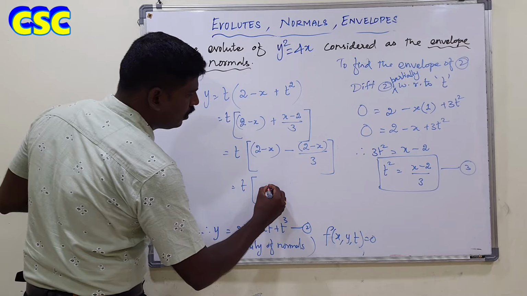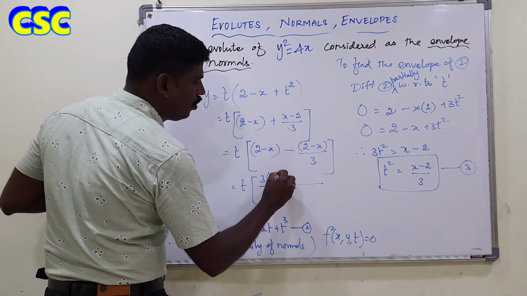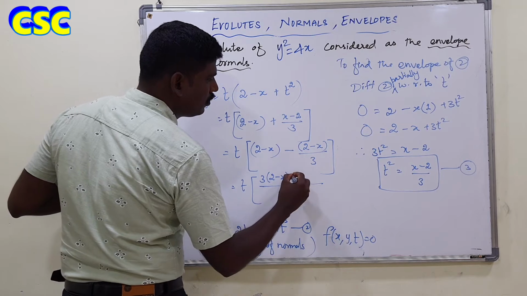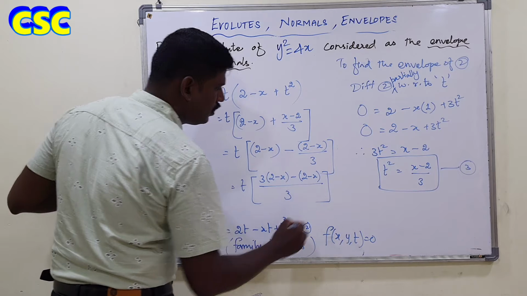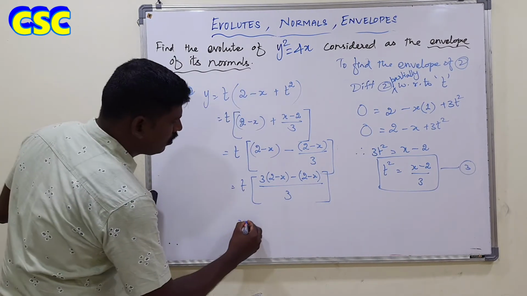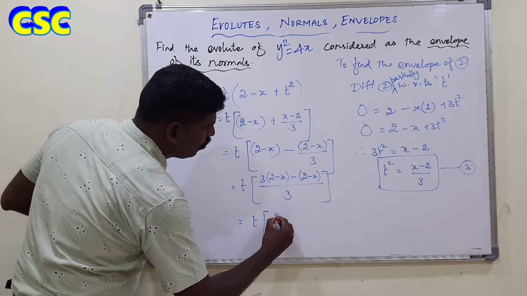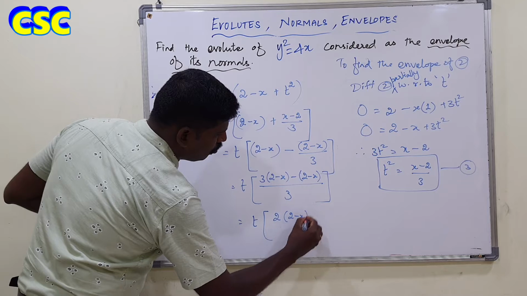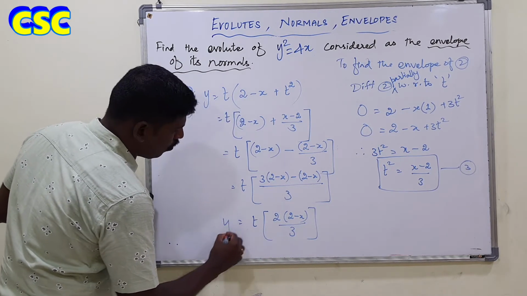So t into, taking 3 as LCM, 3 times of (2 minus x) minus (2 minus x), isn't it? Right? So what you will get? t into 2 times of (2 minus x) by 3. This is the value of y.